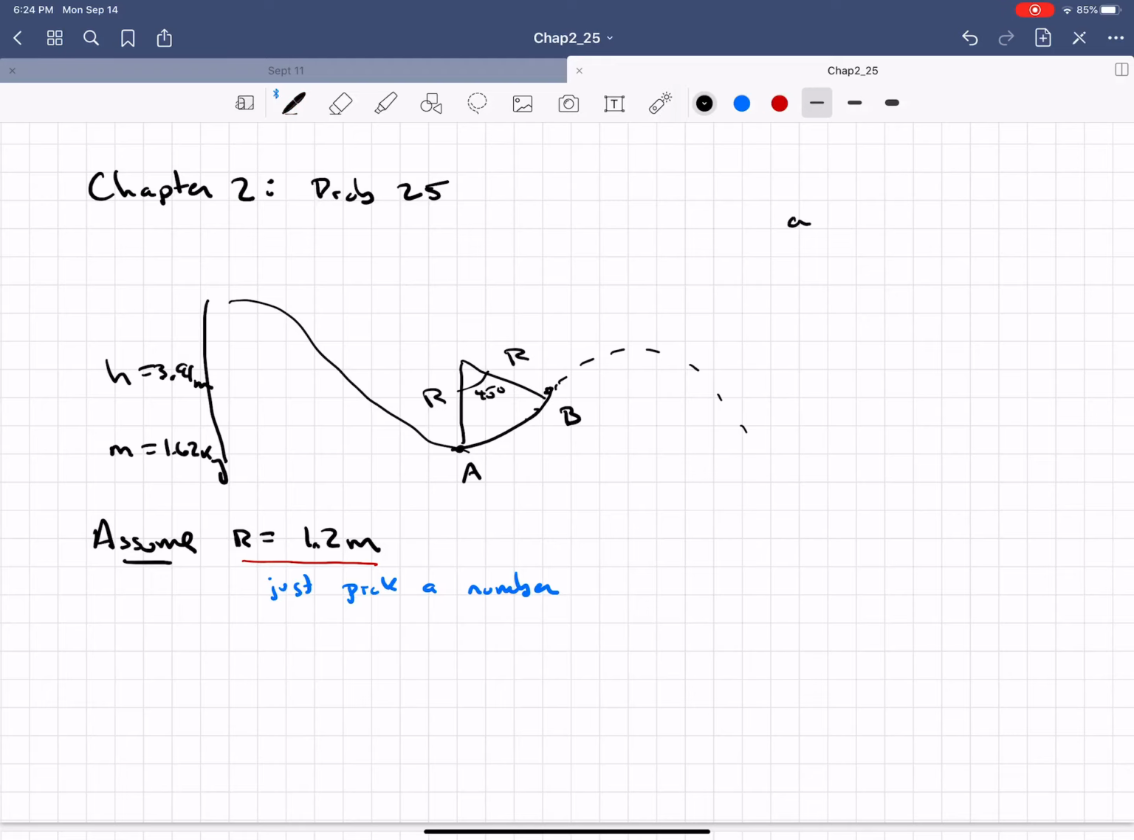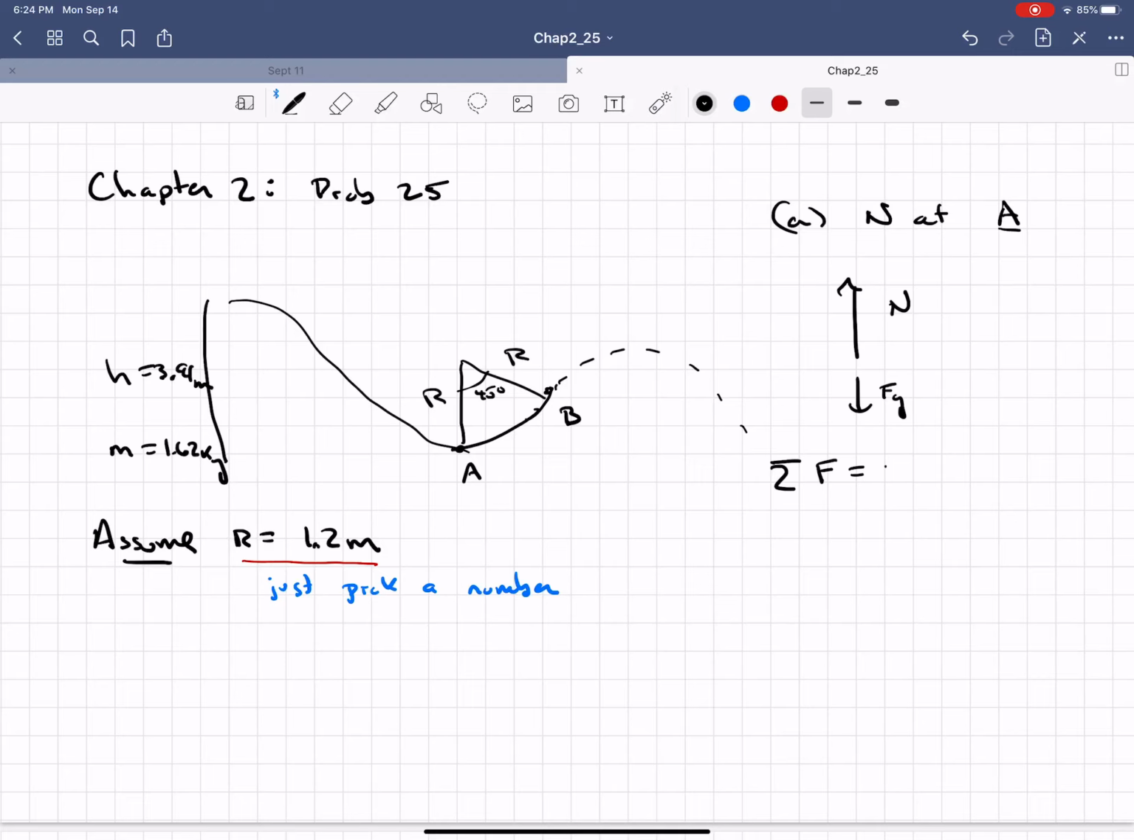So in the first part of the problem, we want to find the normal force at the bottom of the ramp, which is marked as the point A. At that point, there's a normal force moving up and a force of gravity pulling down. And these two are not equal to each other because the object is moving in an arc, part of a circular arc there.